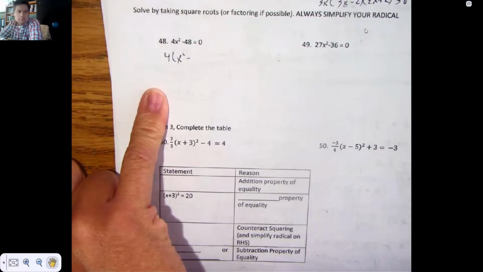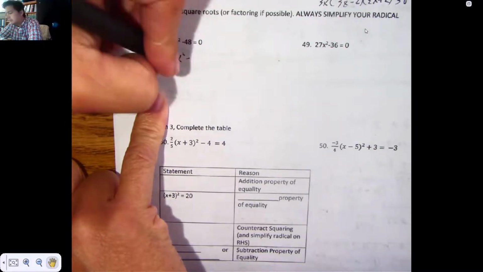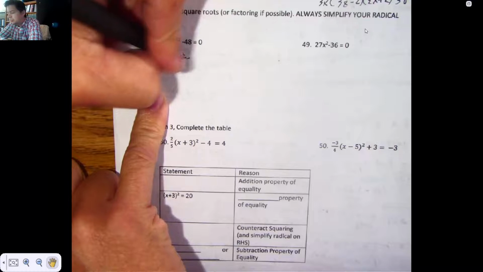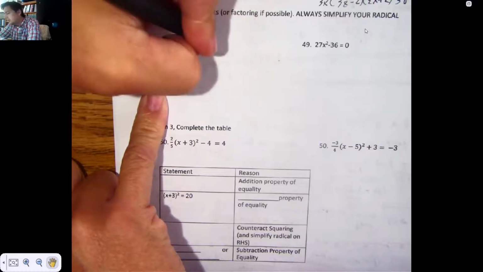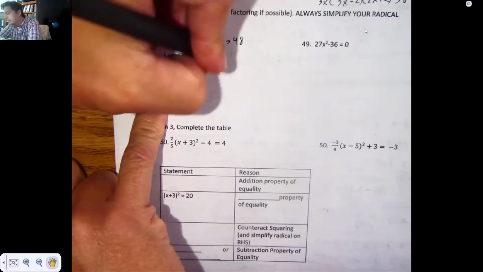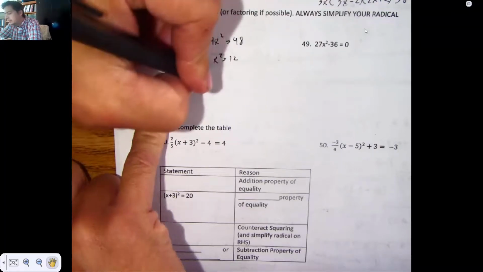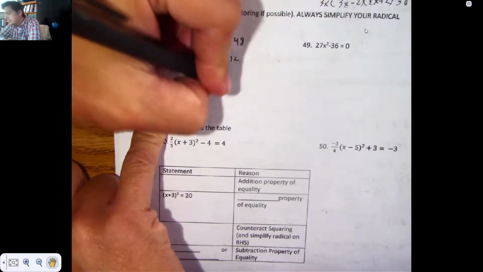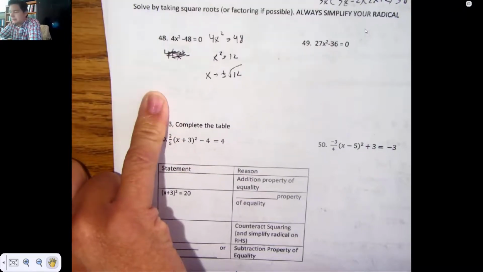Or does it? No, it doesn't factor. Ignore me. We're just going to move that 48 to the other side. We're going to divide by 4. That'll give us 12. So x is going to be plus or minus the root of 12, and you have to simplify, okay?